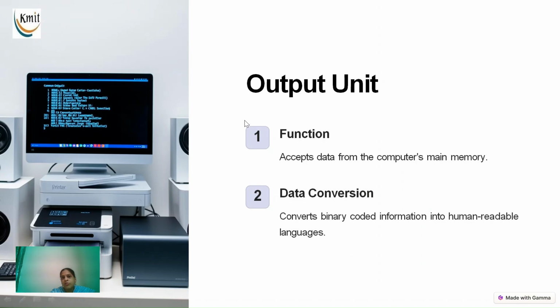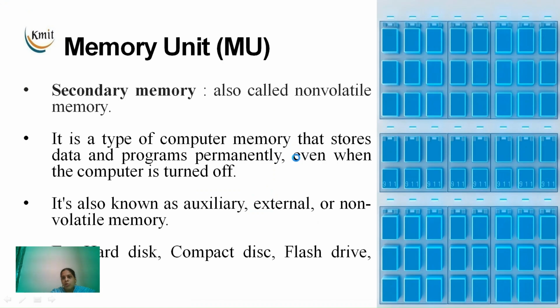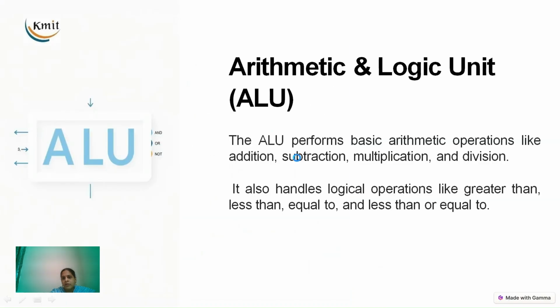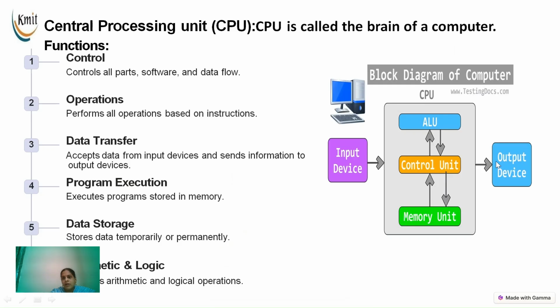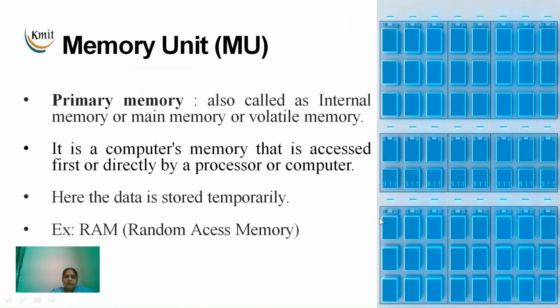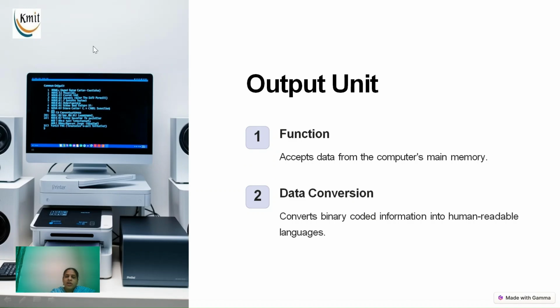Next comes the output unit, which is the last, according to the block diagram. Then the third one is the output unit. The function of an output unit is to accept the data from the computer memory. So the results of processing are stored back into the memory unit, and the output unit accepts the data which is stored in the memory unit of a computer.